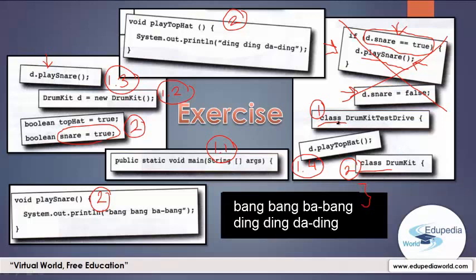And in the DrumKitTestDrive, we have an opening curly brace, and in the main method we have another opening curly brace. Inside the main method we are going to insert the DrumKit object creation, the playSnare method call and the playTopHat method call, and at the end we have to add the closing curly brace for the main method and the DrumKitTestDrive class. So that's how we can finish this exercise.